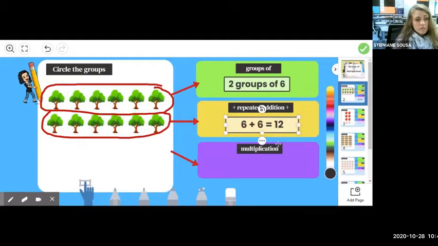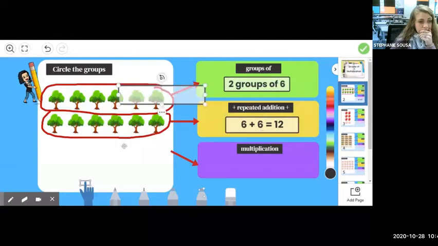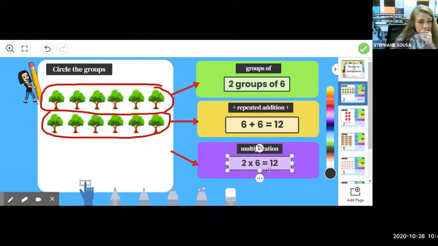And lastly, show it as a multiplication. Now remember, the multiplication sign is just another way of saying groups of. I have 2 groups of 6 and they make 12 all together. And moving this one underneath. So just to remind you, circle your groups first, then show this sum as groups of, repeated addition, and multiplication to finish.